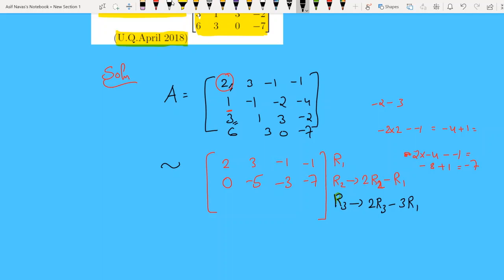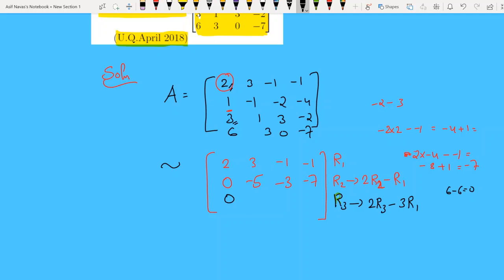Okay, then what will happen? 2 into 3, 6, minus 3 into 2, 6. 6 minus 6, 0. Is it okay? Okay, so what is the row operation? 2 into R3 minus 3 into R1. Any doubt? No, sir.